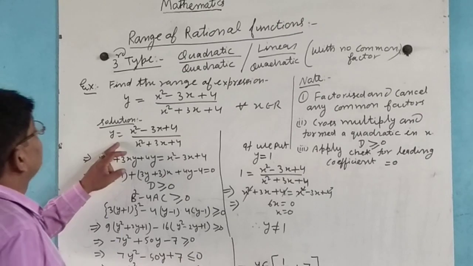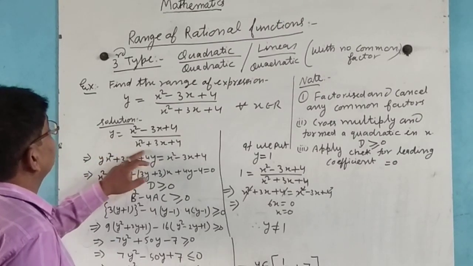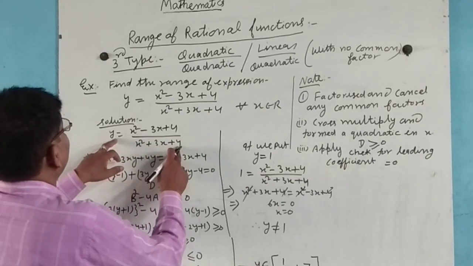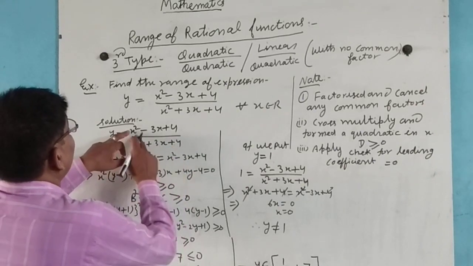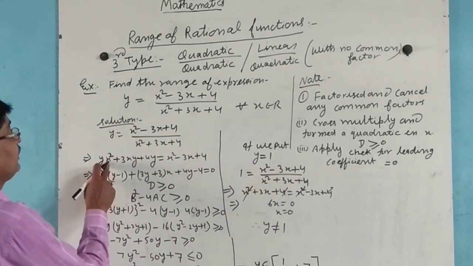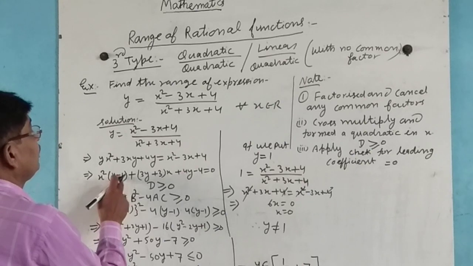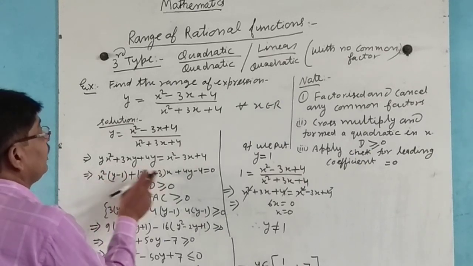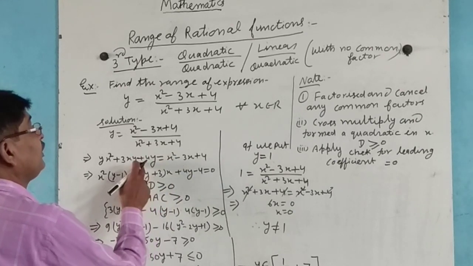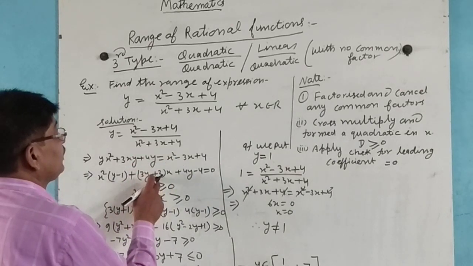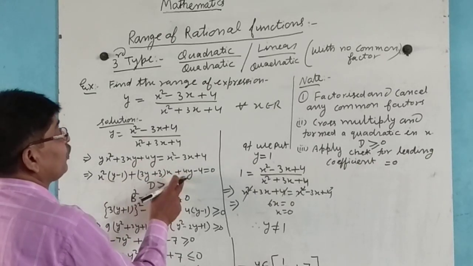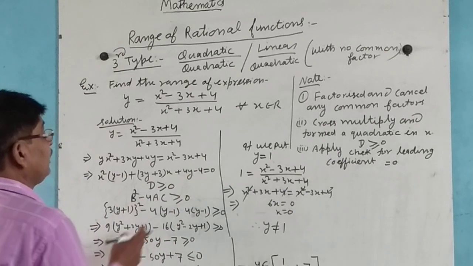Now by cross multiplication: yx square, 3y, 3xy and 4y and this term here. Now y square, x square y minus 1, and 3x common, 3y minus 3y here plus 3y plus 3x and plus 4y here minus 4y.